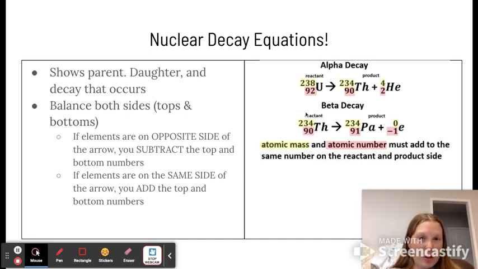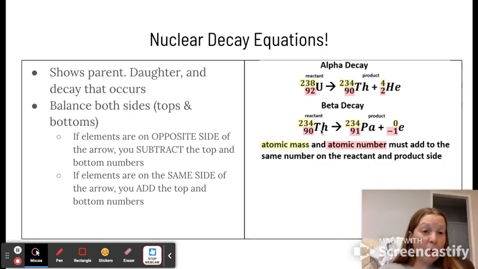So here's a picture just to show you what a nuclear decay equation looks like. We've got our parent atoms on the left, we've got our daughter atoms on the right, as well as the decay that was produced. A lot of times you'll know the parent atom, I'll tell you what type of decay comes out, and then you have to subtract these numbers to figure out what the daughter atom is. Or I'll give you the parent and the daughter, and then you tell me what type of decay occurs. Or I'll give you the daughter and the decay, and you tell me what was the parent atom.